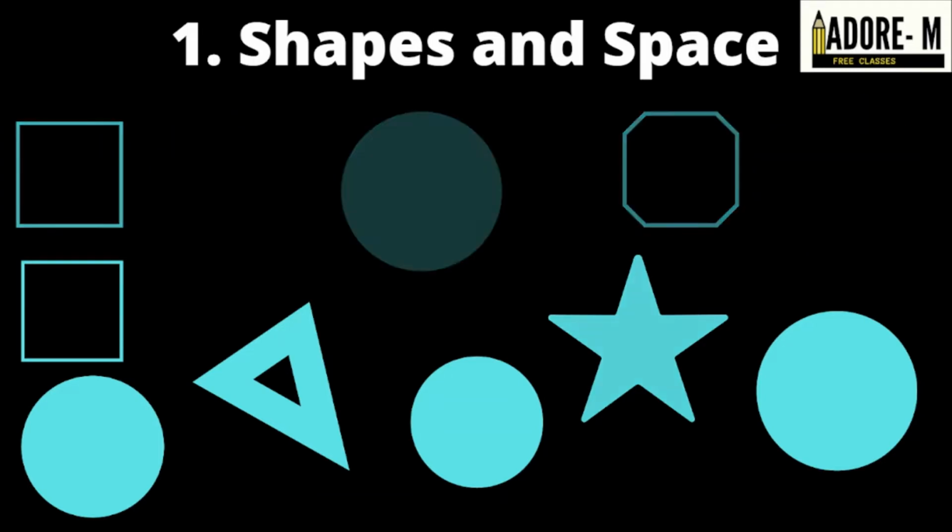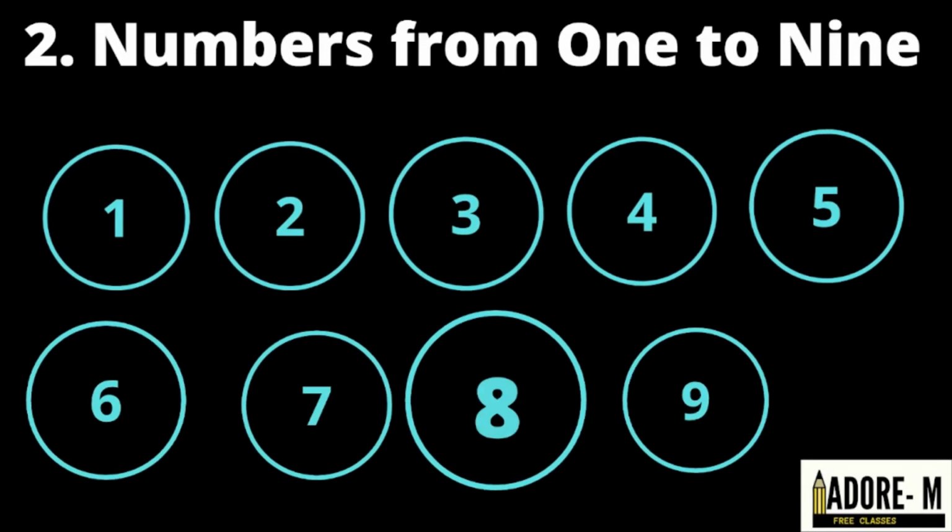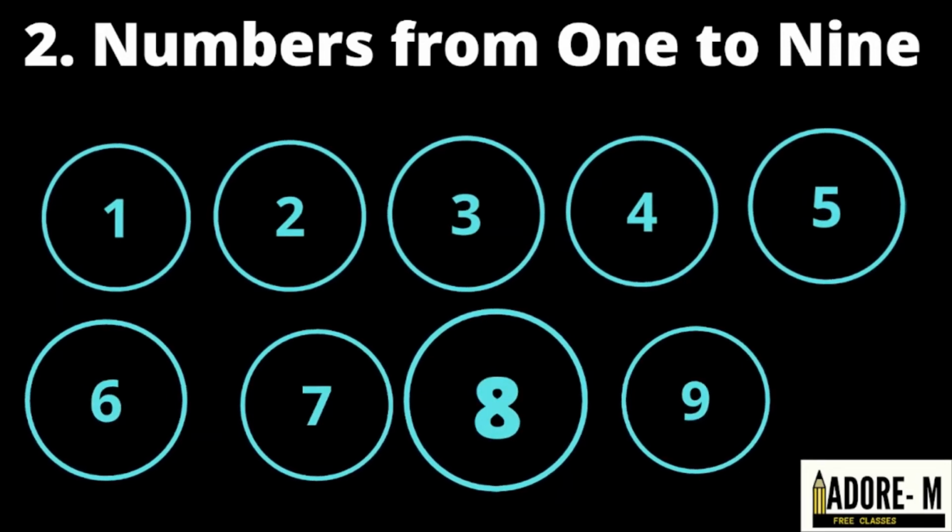Okay, and next chapter is Numbers from 1 to 9. In this chapter we are going to learn what a number is. We will see numbers 1, 2, 3, 4, 5, 6, 7, 8, 9, and we will also see the application of these numbers, how we will learn this type of number. Okay, and let's move on to another chapter.